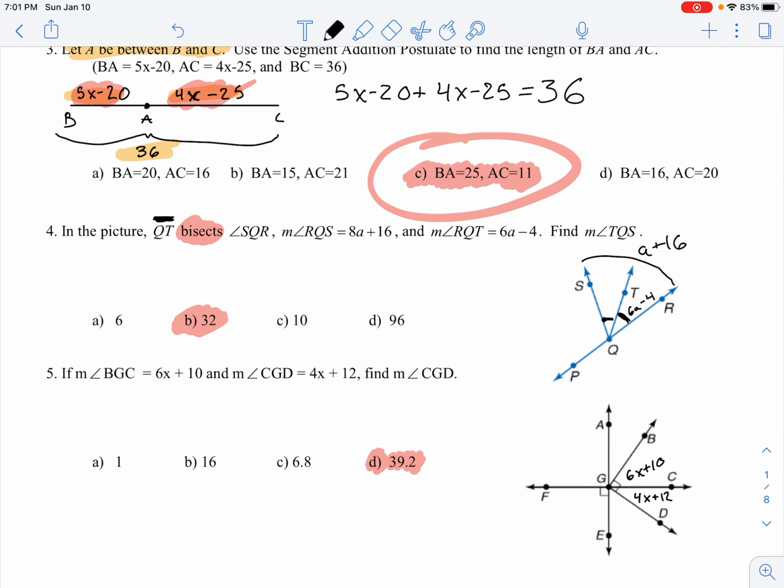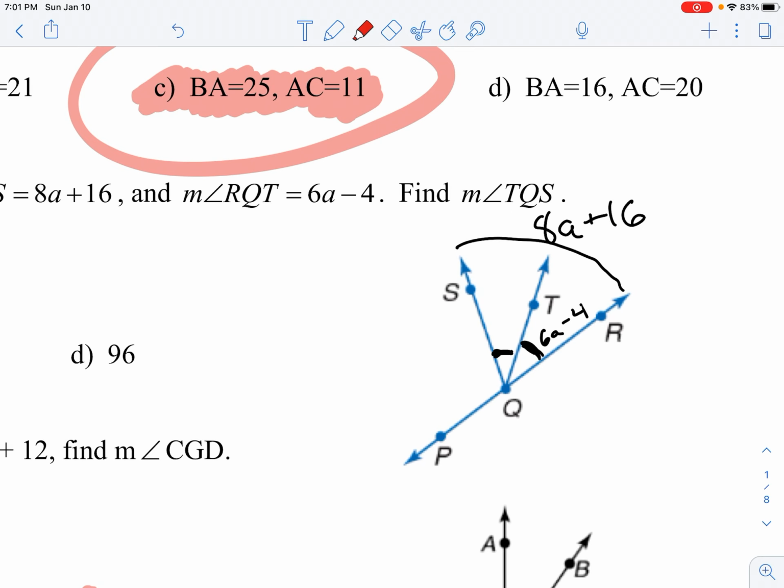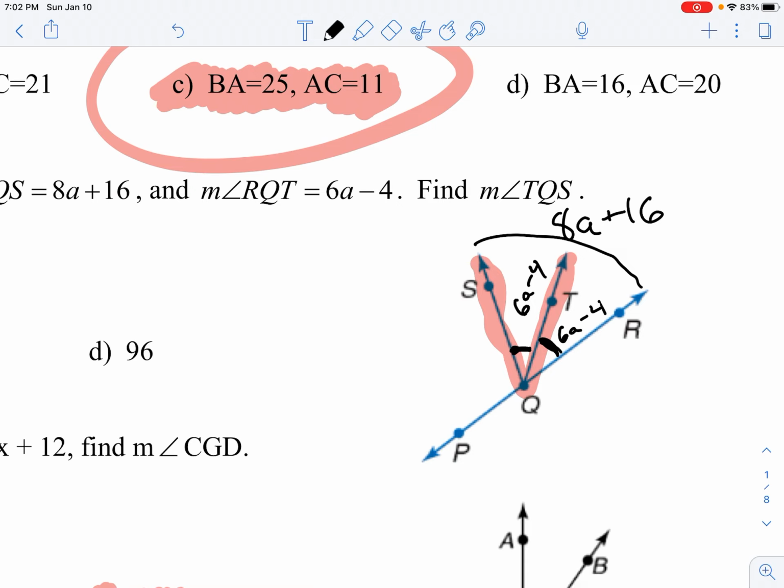Continuing, I just labeled the rest of it out there. It said RQS was 8a plus 16, which I accidentally erased apparently. So 8a plus 16, and then RQT was 6a minus 4, and then it said find QTS. So what we're trying to find is T to Q to S, which is basically just that one part of that angle. This one we also said was 6a minus 4 because it bisects, and then we can just use the angle addition postulate.